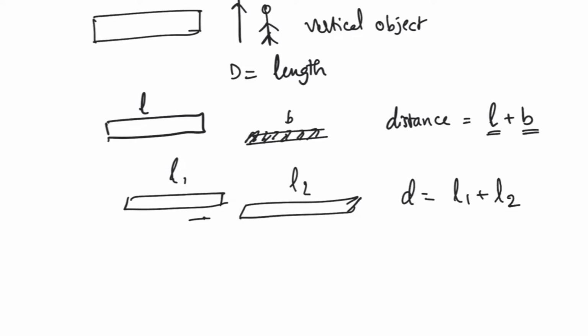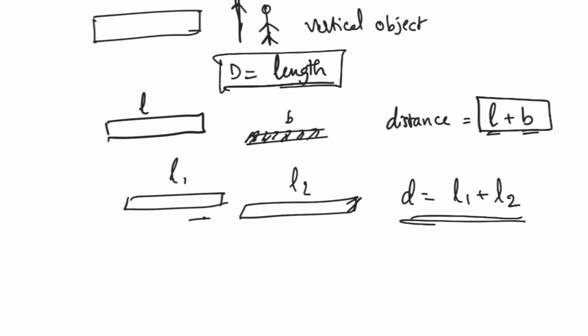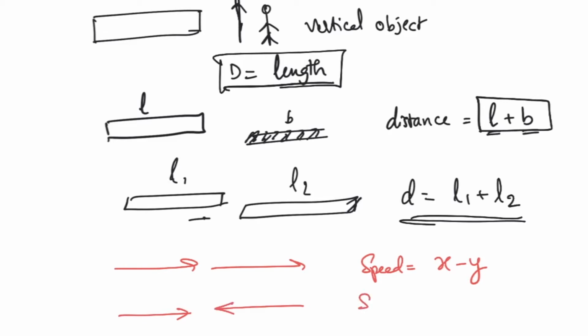So these points are to be remembered. If a train crosses any vertical object, distance is train length. If a train is crossing any horizontal object, distance is length of train plus length of bridge or tunnel or any horizontal object. And if a train is crossing another train, distance is L1 plus L2, sum of lengths of trains. And if trains are moving in same direction, then speed is x minus y. If two trains are moving in opposite directions, effective speed is x plus y. We use relative speed concept.